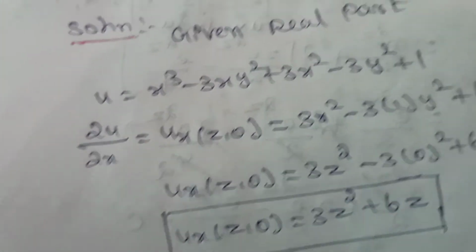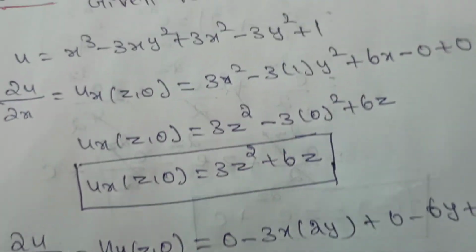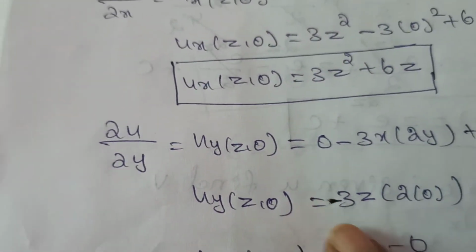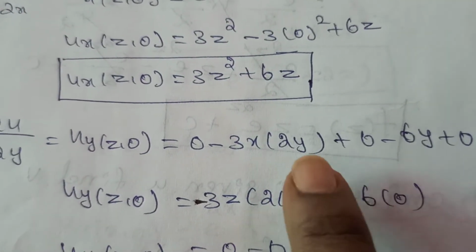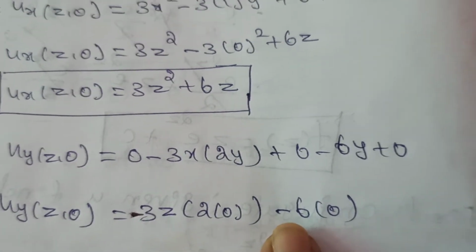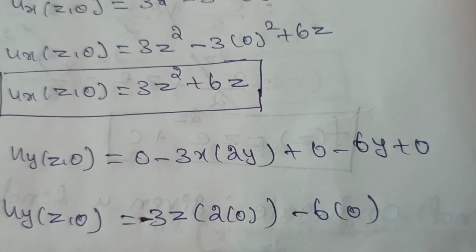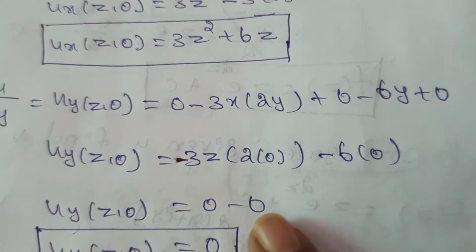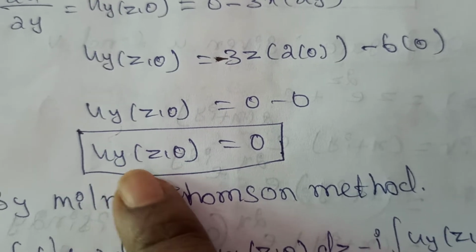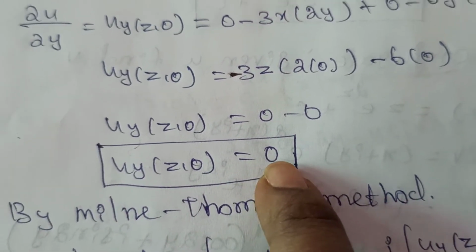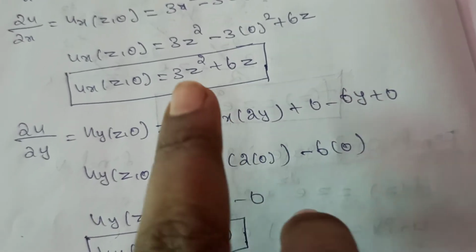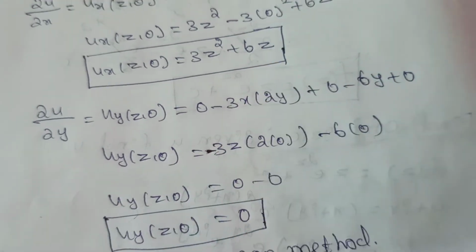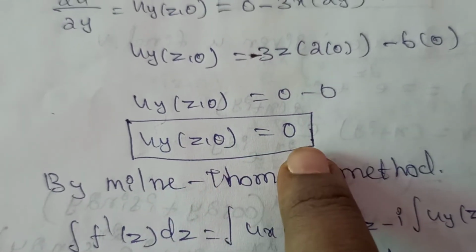Minus. Here write the minus: minus 3z into y value, substitute 0, minus 6 into y value, substitute 0. So 0 into anything, the multiplication becomes 0. So 0 minus 0, finally you got the value u y of z comma 0, which is equal to 0. So u x of z comma 0, you got the answer 3z square plus 6z, and u y of z comma 0, got the answer 0.